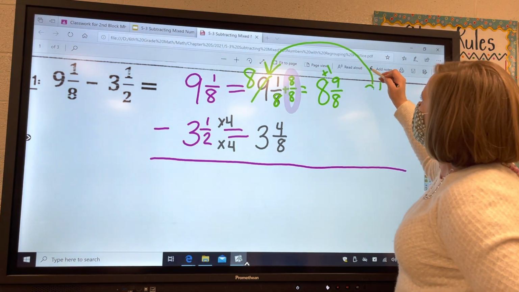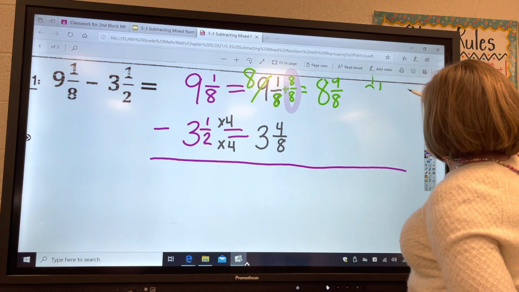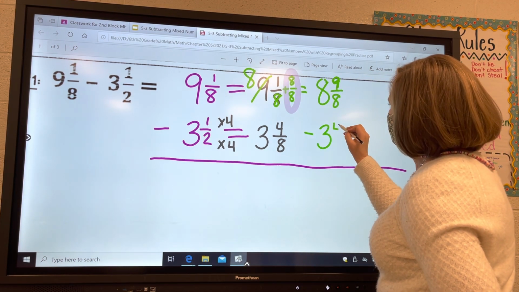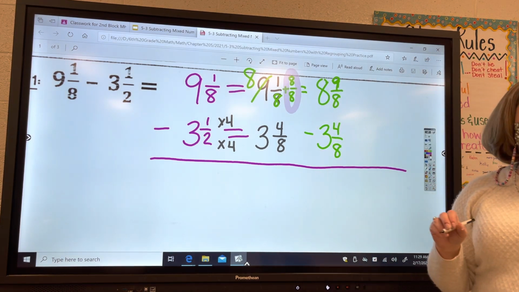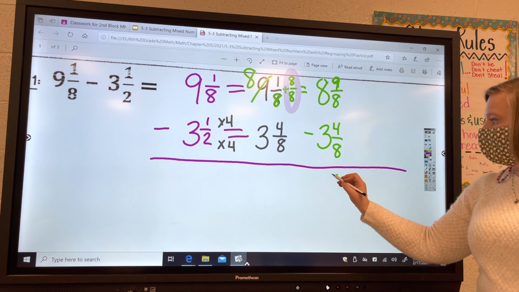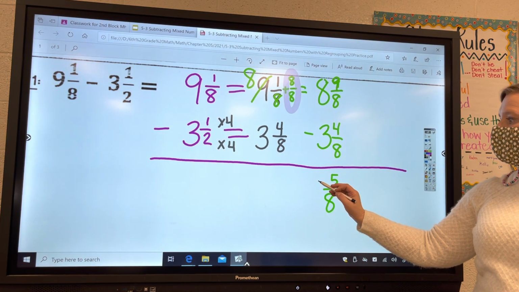But I'm going to erase this right now. I don't really need that part. It'll just confuse me. And I'm going to leave my bottom the same. Now, 9 minus 4 is 5, my denominator stays the same, and 8 minus 3 is 5.